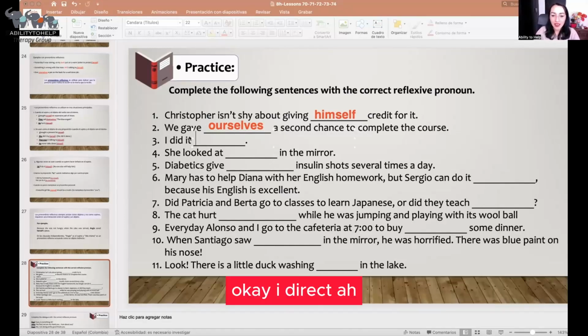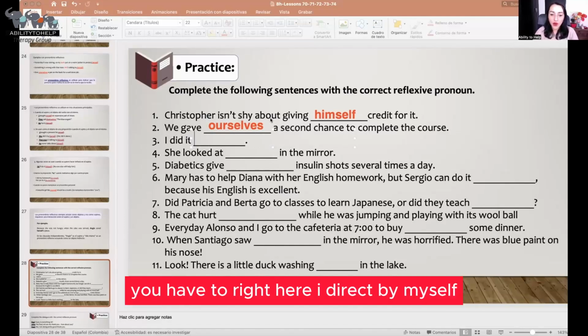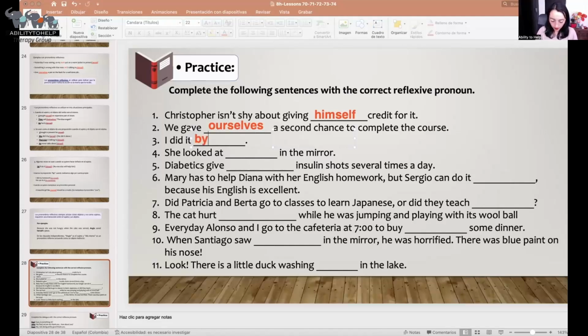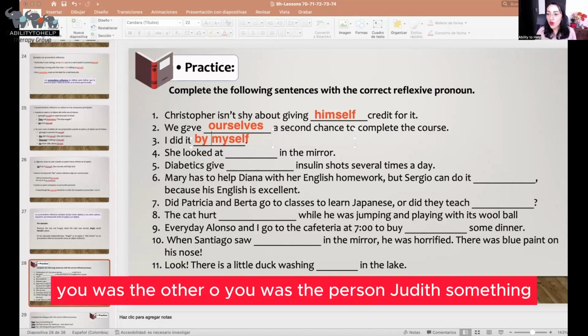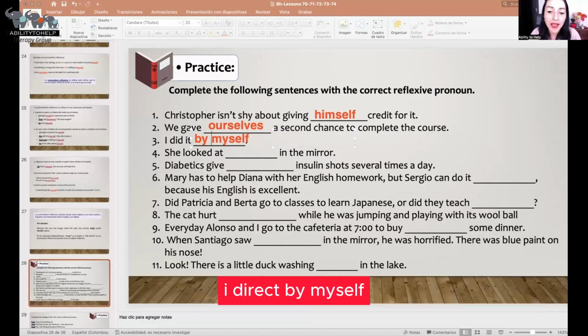Okay, I did it. I is the personal pronoun. So you have to write here, I did it by myself. Or if you want, just myself. I did it myself, or I did it by myself. So the idea in this sentence is you did it alone. You were the author, or you were the person who did something. I did it by myself.